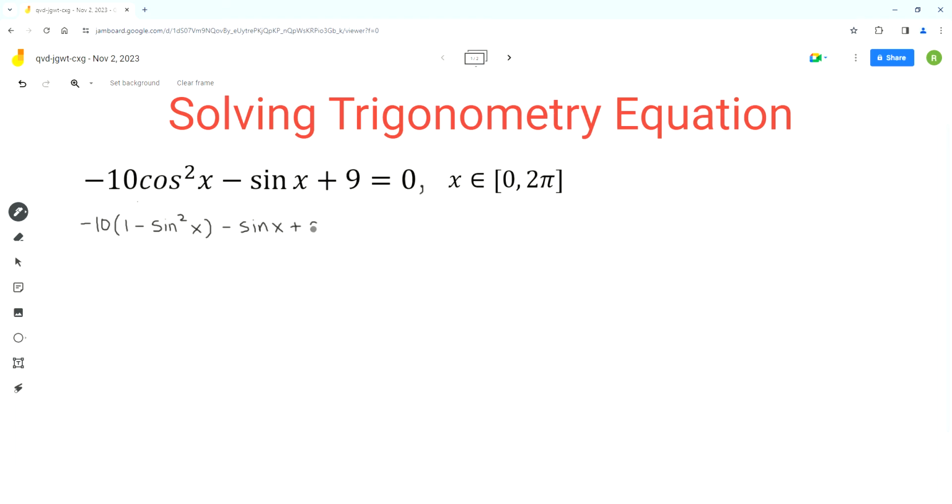Now the other terms stay the same. Now there is only one type of trig ratio in this equation, which is sin x. So we can simplify this equation. So the first step is to distribute negative 10 into the parentheses. So we get negative 10 times 1, which is equal to negative 10. And then negative 10 times negative sine square x, which is equal to plus 10 sine square x. And the other terms stay the same.